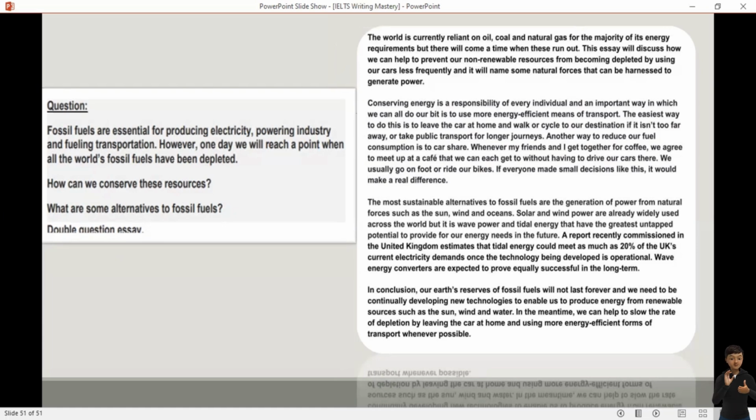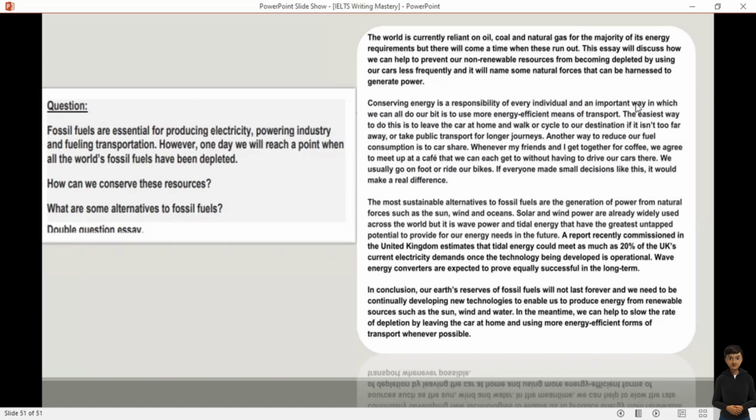the double question essay. Now the question is, fossil fuels are essential for producing electricity, powering industries, and fueling transportation. However, one day we will reach a point where all of the world's fossil fuels have been depleted. Now, there are two questions. This is why we are going to call it double question or direct question. How can we conserve these resources and what are some alternatives to the fossil fuels?